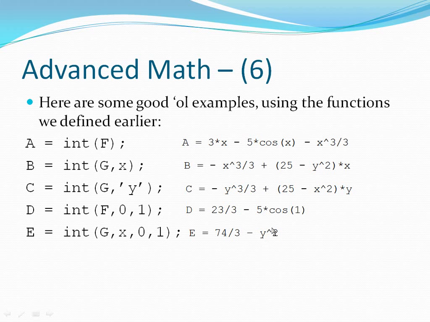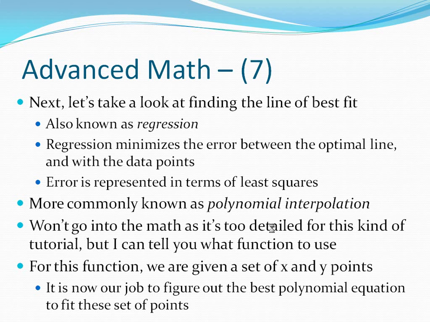Next, we're going to take a look at the line of best fit. This is known as regression. What regression does is that you're given a set of data points, and regression will find the best line of fit that minimizes the error between the line determined by the coefficients and the data points themselves. This can be represented in terms of least squares, but I won't go too much into the math. It's too detailed to understand. But I'm just going to show you what MATLAB tools you can use to perform this kind of regression.